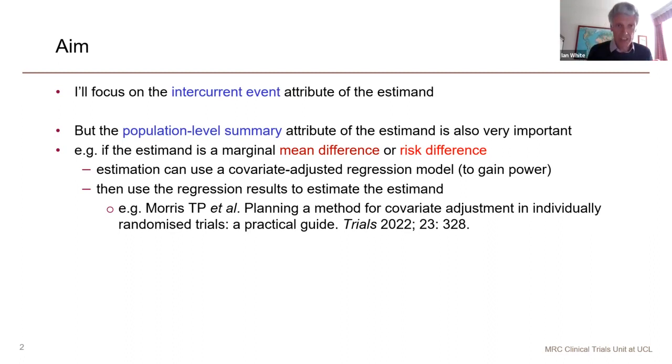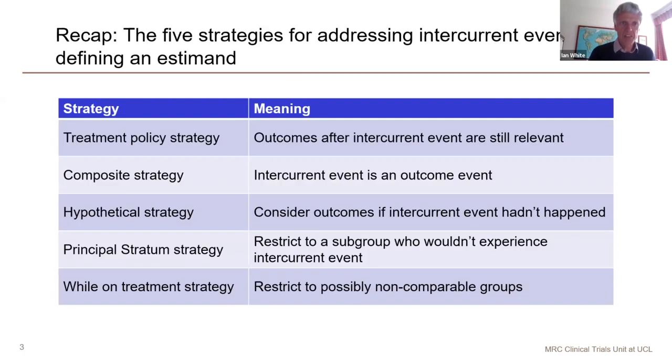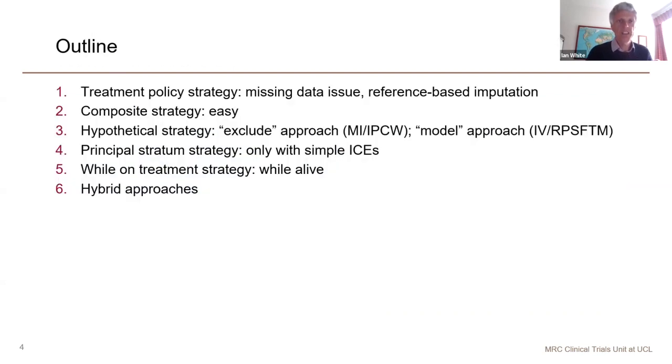Susie's already cited Tim Morris's very nice paper, which talks more about that. So now back to intercurrent events. This list is by now, I think, very familiar. That's just my recap of the 5 strategies. Basically this talk is going to go through those one by one and talk about how we may tackle our analysis for each of those Estimands, finishing with a section on hybrids. Mostly I'm going to be talking about treatment policy and hypothetical strategies, for reasons which I think will become clear.